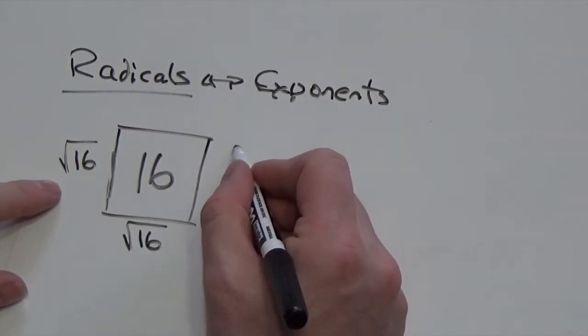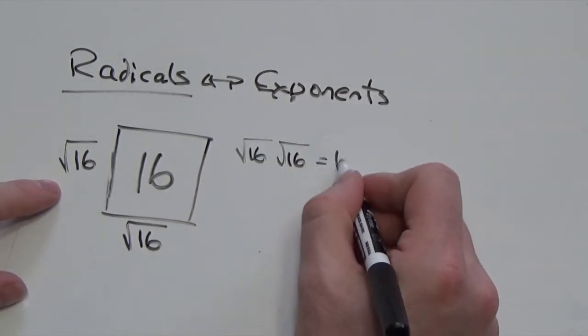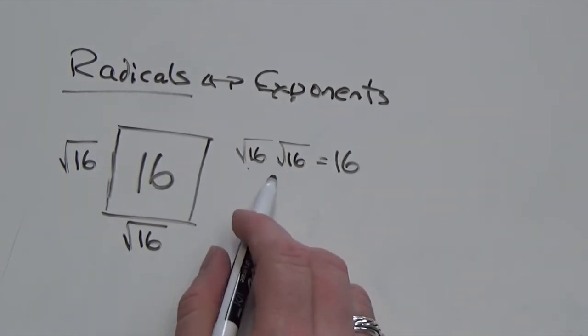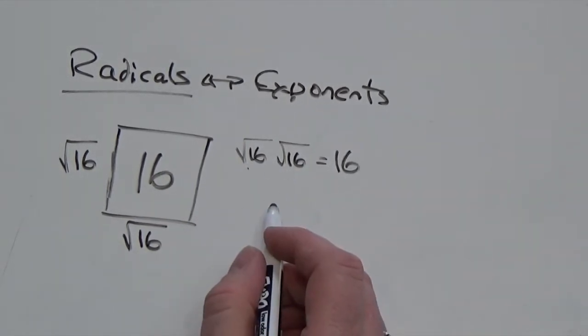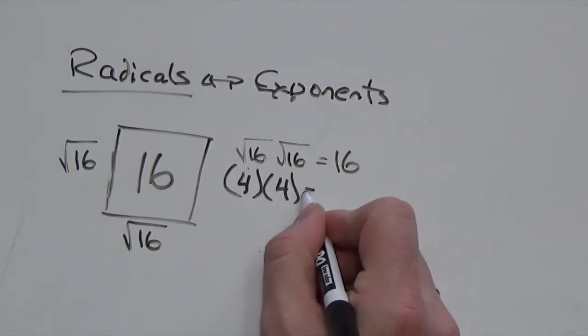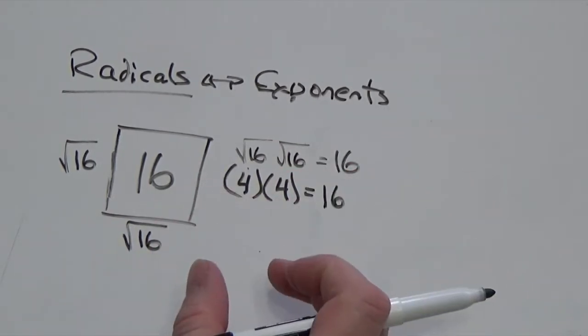So I know that the root of 16 multiplied by the root of 16 must equal the area of this square, 16. Now, in this particular case, we know what those numbers are. We know that that's got to be 4, and that's got to be 4. It's an easy thing to get my head wrapped around. I know what the side length's got to be here.